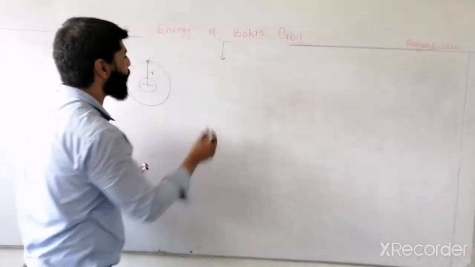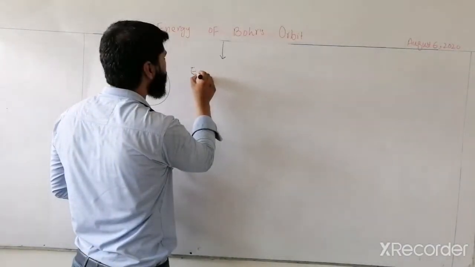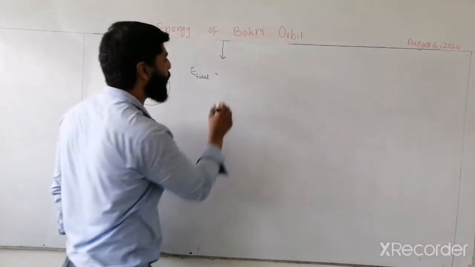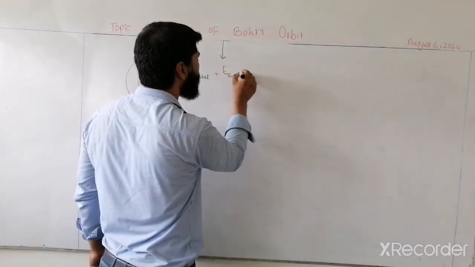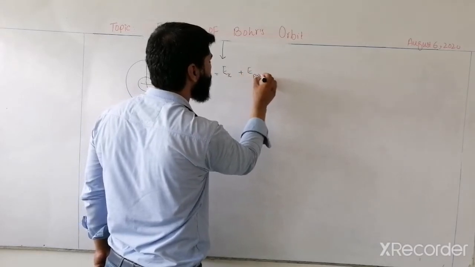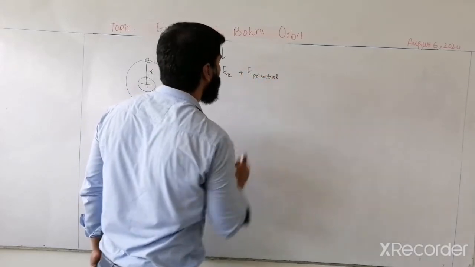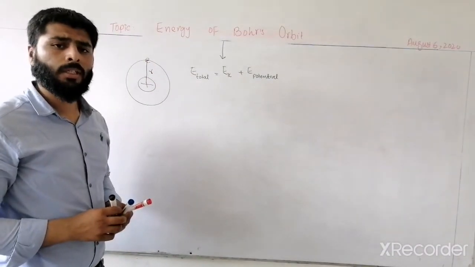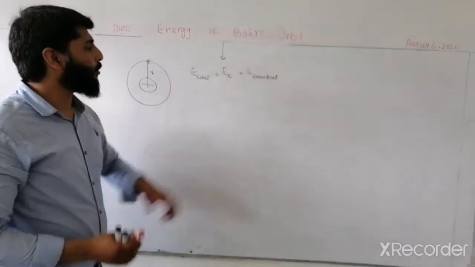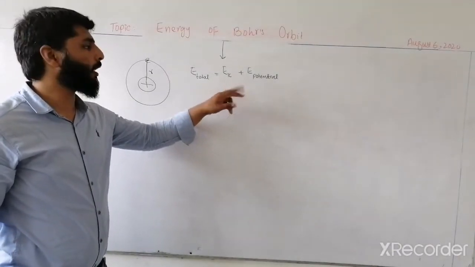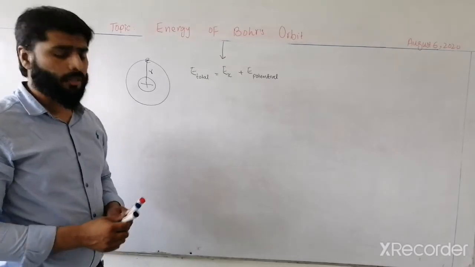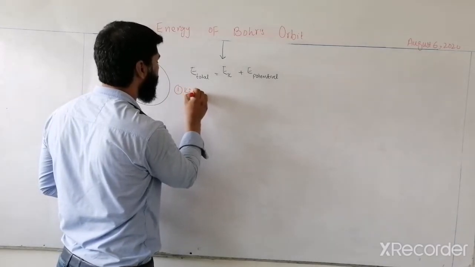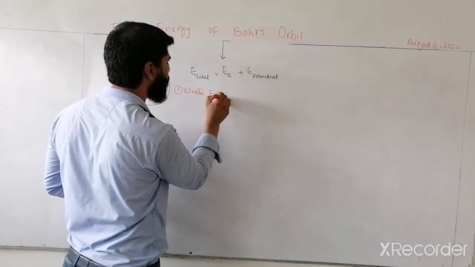And the total energy E total of this electron will be equal to E kinetic plus E potential. The total energy will be equal to the sum of kinetic energy and potential energy. Students, we have to calculate both kinetic and potential energies one by one. First of all, kinetic energy.